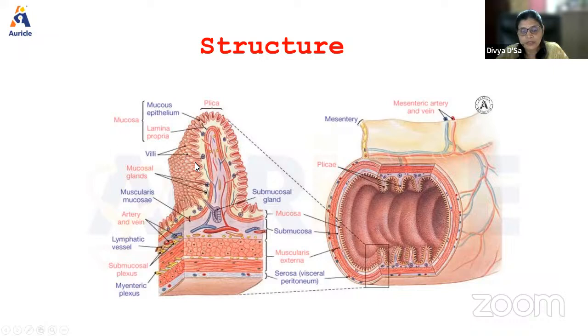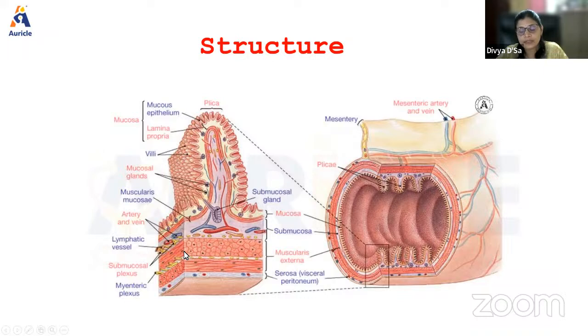The mucosa consists of the lining epithelium, which is columnar epithelium, below it the lamina propria, as well as the muscularis mucosae layer, which consists of a circular layer of smooth muscle. Why all these are important: the muscularis mucosae contractions help in movement as well as in the squeezing action of the glands and the lacteals. Then we have the submucosa, where the submucosal nerve plexus is present, and then two layers of muscles arranged as an inner circular and an outer longitudinal layer.